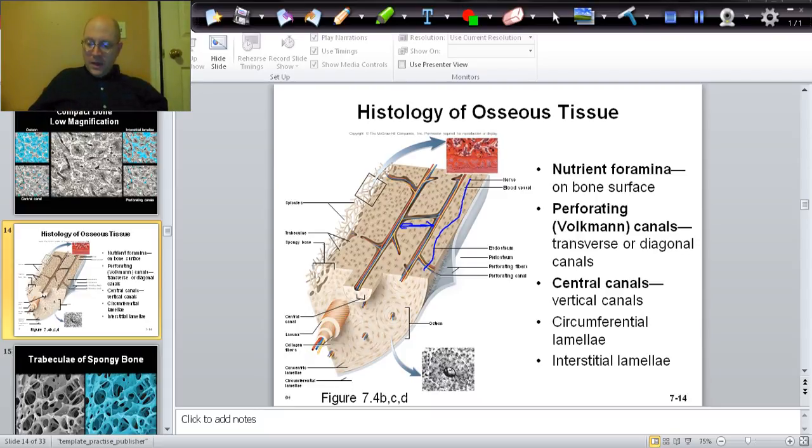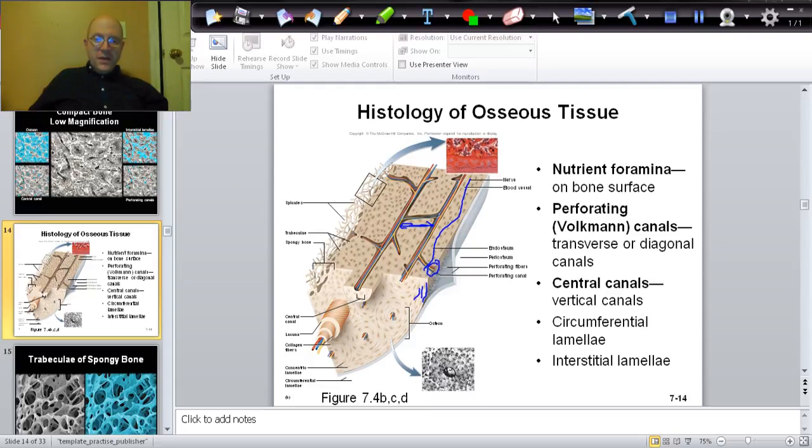About half a liter of blood per minute passes through the skeleton. Blood vessels and nerves enter the bone through nutrient foramina on the sides, like this one right here, and open into the perforating canals that connect with the other central canals. Inner and outer boundaries of dense bone are arranged in circumferential lamella, like these right here, that are running parallel to the bone surface.